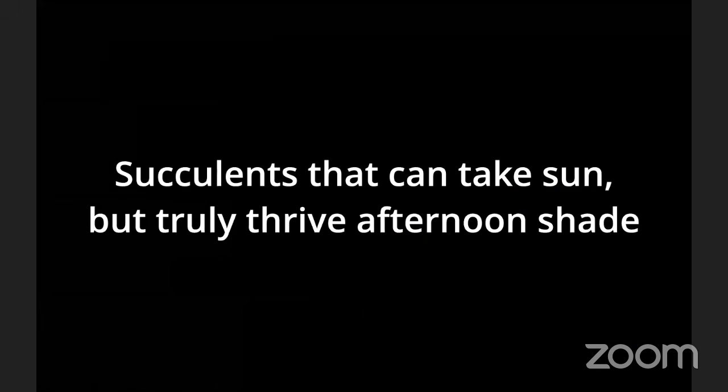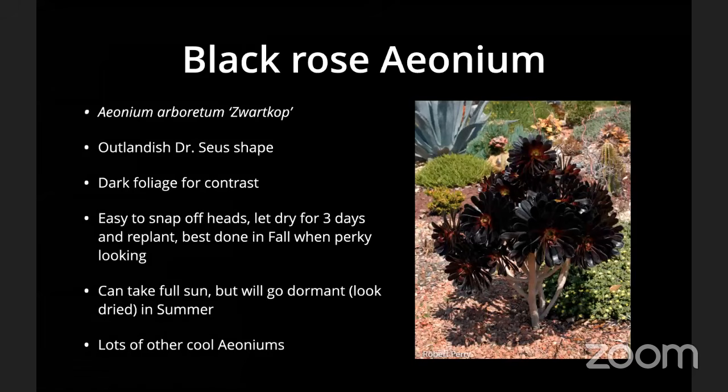And so continuing to move on, we're going to look at succulents that can handle full sun, but they truly thrive with either afternoon shade or part shade. And the first one is the black rose aeonium. This is a pretty common plant because it's beautiful color and it's otherworldly looking. It has this outlandish sort of Dr. Seuss shape. The one that's been around for the longest is this one, the black rose aeonium. There's some newer cultivars. A common one is called Cyclops. It's very similar, but it has a larger rosette. And their dark foliage just provides really cool contrast.